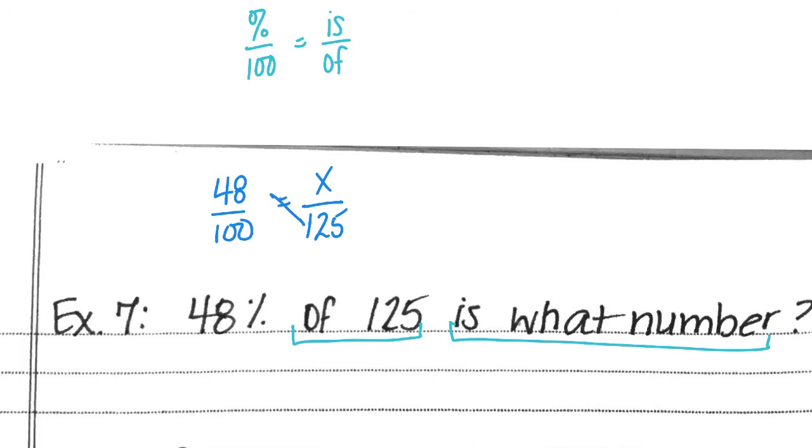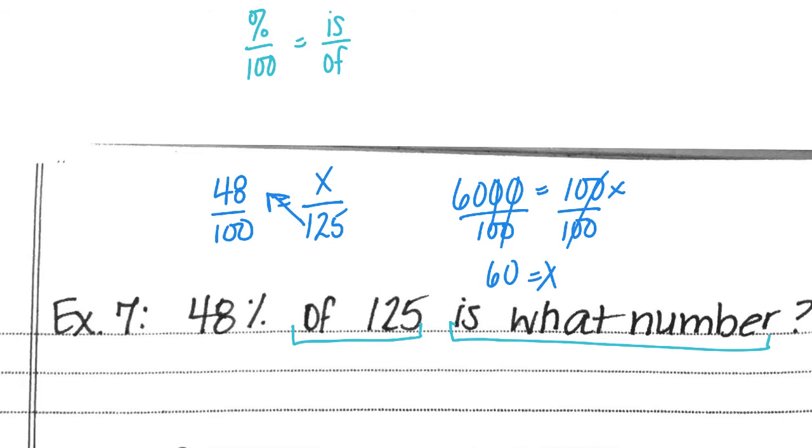So I'm just going to cross multiply 48 times 125. 48 times 125 is 6,000. Make that equal to 100x. When I divide each side through by 100, hopefully you know what x is. X is equal to 60. And you can always check that. 60 over 125 should give you that 48%. There's always a great way to check math. It's going to give you 0.48, which I know when I move a decimal to a percent, I move the decimal over 2.